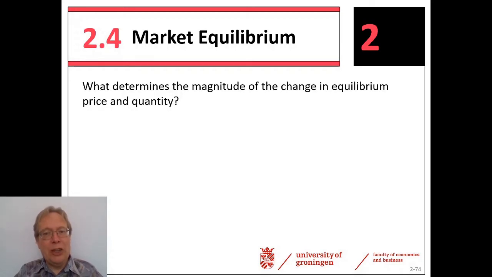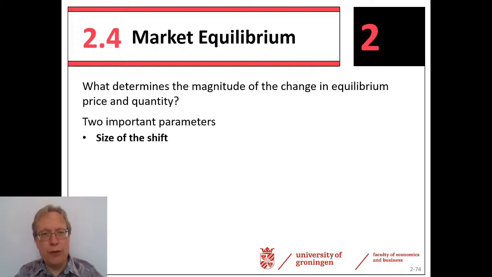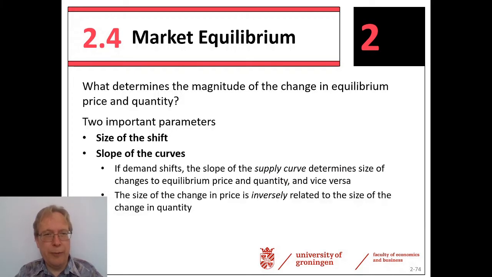Okay, and if you think about that in your head, then you will already notice that what exactly will happen will depend on how exactly these demand and supply functions are sloped, right? And in fact, there are two important parameters to determine how a shift in demand or supply affects the market equilibrium. First, of course, the size of the shift. The bigger the shift, the bigger the change will be. But second, what's also very important is the slope of the curves.